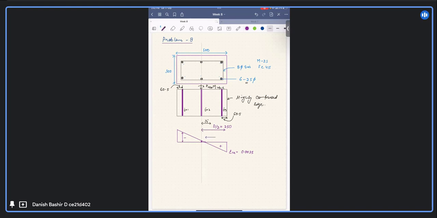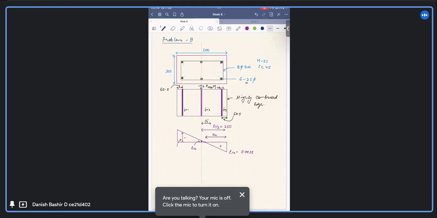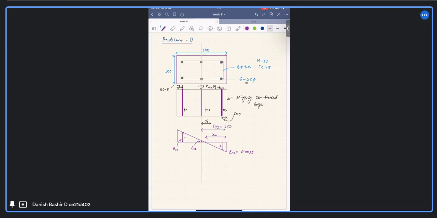So here our neutral axis depth will be xu. Here this small one will be epsilon s2: the strain in the second row of steel, the strain in the first row of steel, and the strain in the third row of steel. This is epsilon s3.